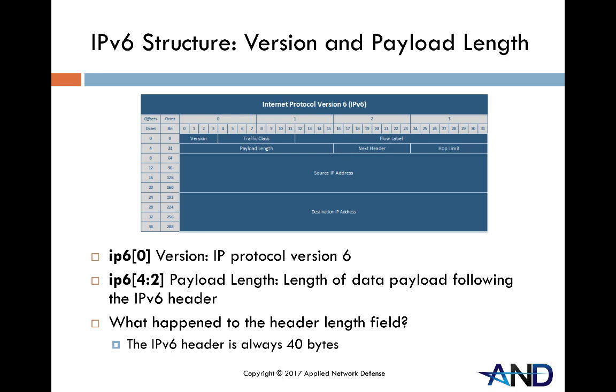Now, that's not to say we don't have options in IPv6. We do, but they're delivered through a concept called extension headers, which make use of the next header field. And we'll go through some examples of that here in a minute. But what you need to take away right now is that the IPv6 header at base is always 40 bytes, so you should always see the 40 byte header with the fields you see on the screen here.